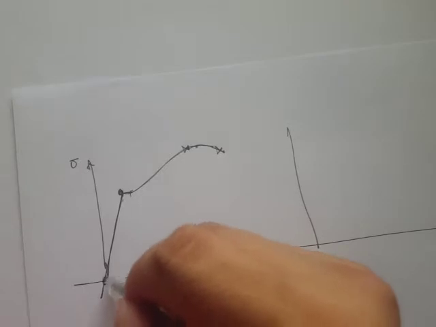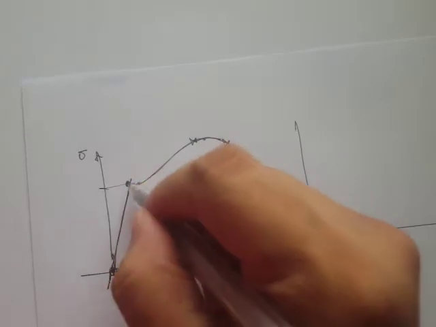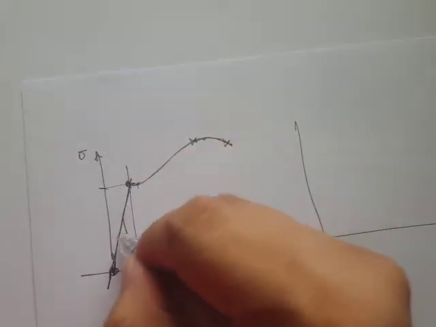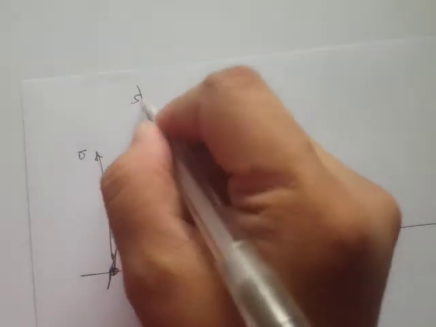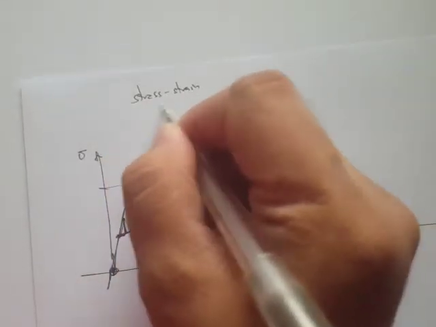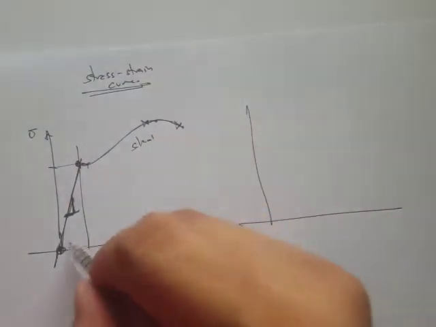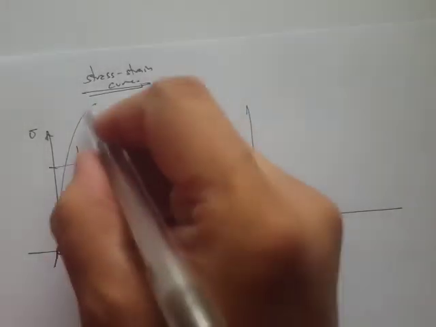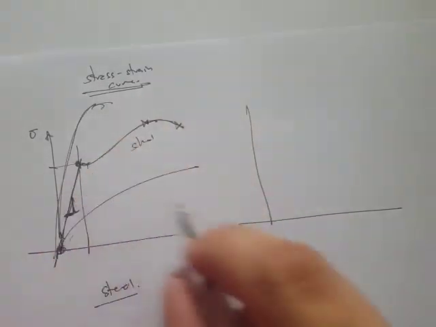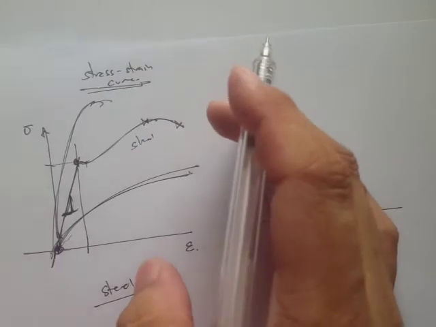Okay, so from 0 to the yield, we have this elastic region, right? And the modulus of elasticity is actually the slope of this stress strain curve. Right, so that's for steel, for example, and then for other materials, probably something like this, or something like that, or for concrete, for example. So we have different stress strain curves for different materials.